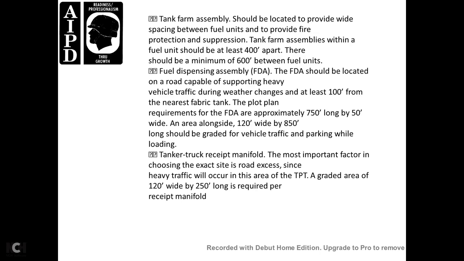Tank farm should be located to provide wide space between the fuel and tactical units and provide fire protection and suppression. Tank farm assemblies within the fuel unit should be at least 400 feet apart. There should be a minimum of 600 feet between fuel units.